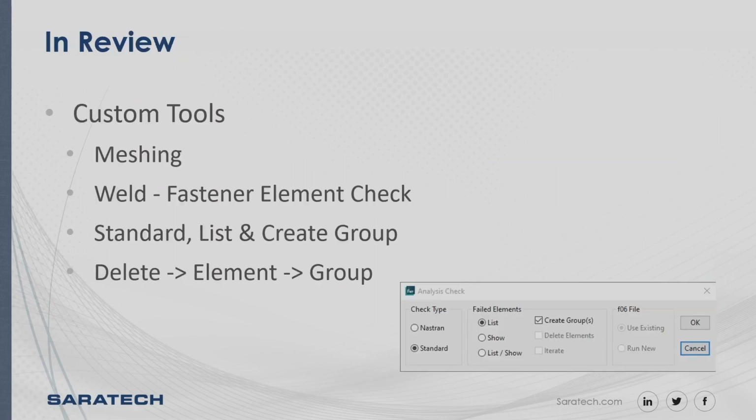So as a quick review, to find and remove orphaned CFAST elements, you go to Custom Tools, Meshing, Weld Fastener Element Check, and then in the new dialog box you'll want to select Standard, select List, and Create Groups. The only reason I don't select Nastran is because it requires either an existing analysis have run or to run a new analysis, and this is just quicker to do.